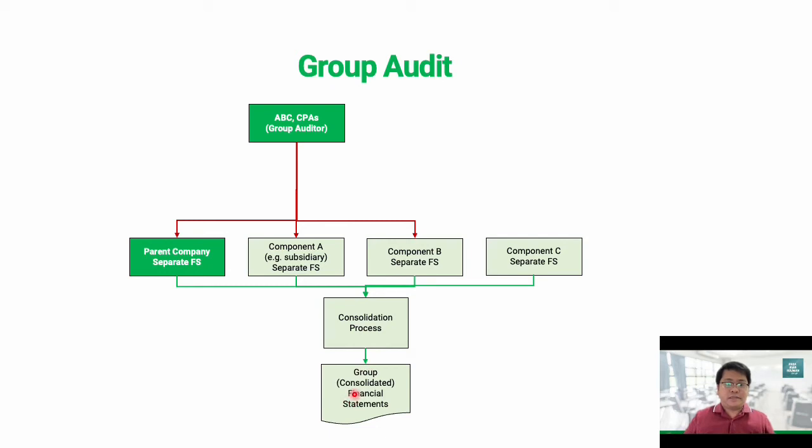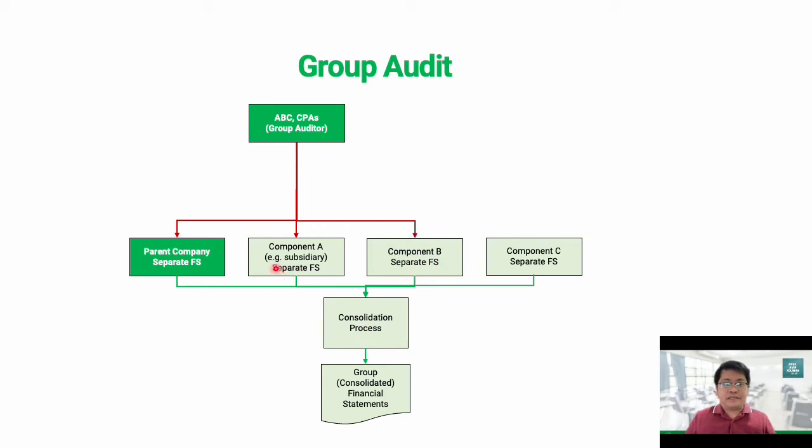Okay? So these group financial statements, also known as the consolidated financial statements, come from the information from the separate financial statements of the parent company and its components. So for example, this is the parent company. It will have different components like subsidiaries, associates, divisions, branches, joint ventures. So for example, in this case, the parent company has three components: component A, component B, and component C. Each of them, including the parent, will have their own separate financial statements.